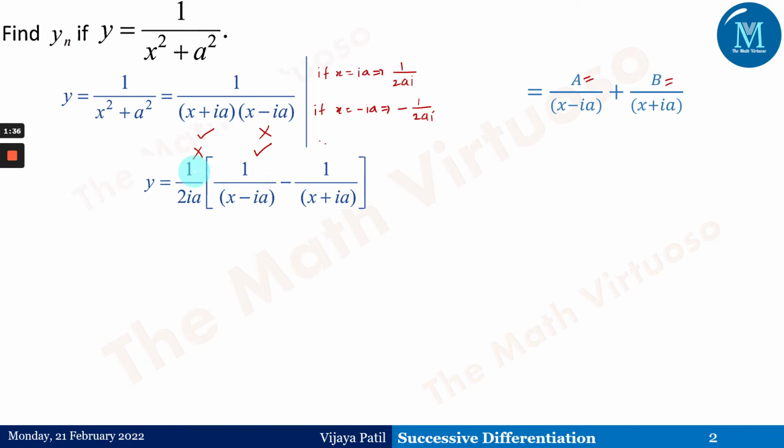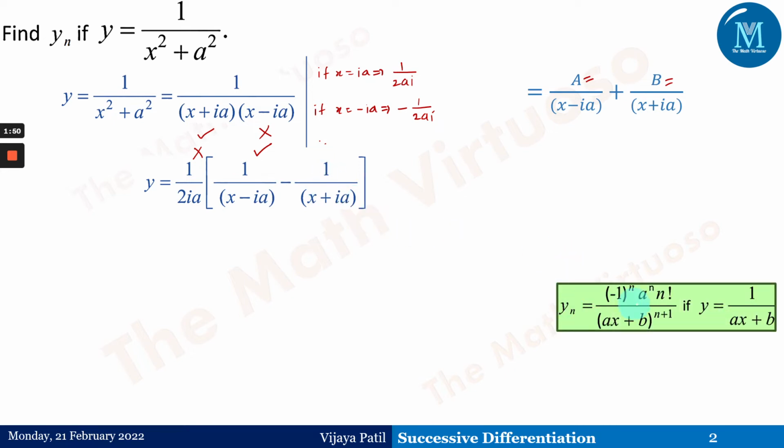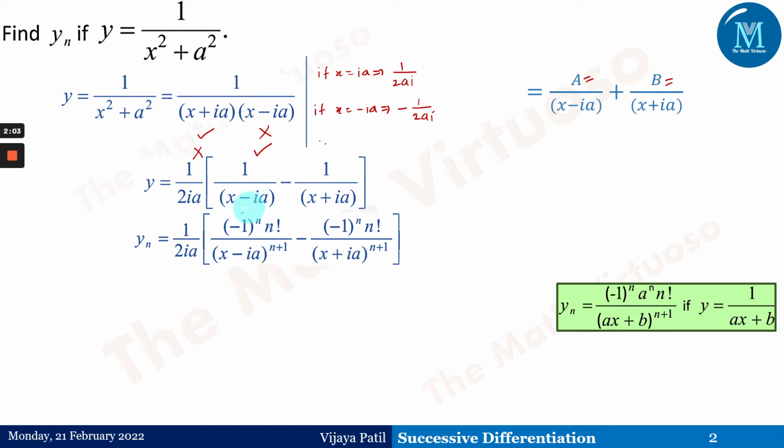So y is equal to 1 upon 2ai, taking this out, times 1 upon x minus ia minus 1 upon x plus ia. We can use this formula: if y is equal to 1 upon ax plus b, then yn is equal to minus 1 to the power n, a to the power n, n factorial upon (ax plus b) to the power n plus 1. We apply the same thing here in both cases, 1 upon x minus ia and 1 upon x plus ia.